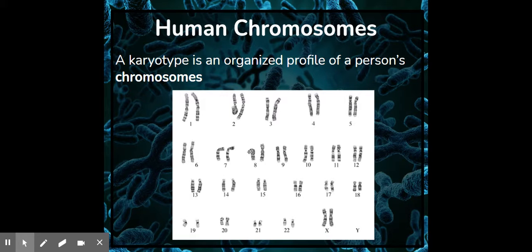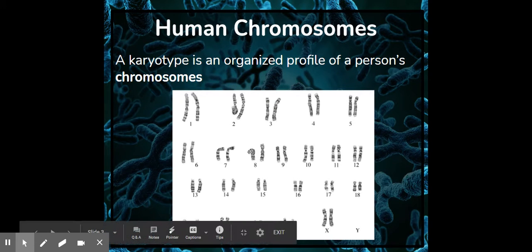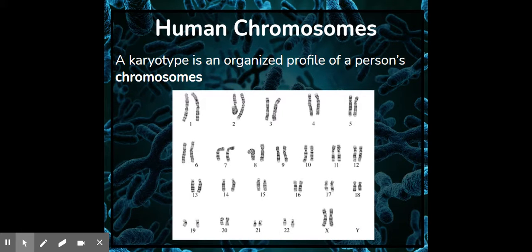Okay, so we have a karyotype, and we talked about the karyotype before. The human karyotype consists of 23 pairs of chromosomes and 46 total. The first 22 are going to be body cells, and then the last two are going to be sex cells. And by sex cells, we mean gender, XX or XY.